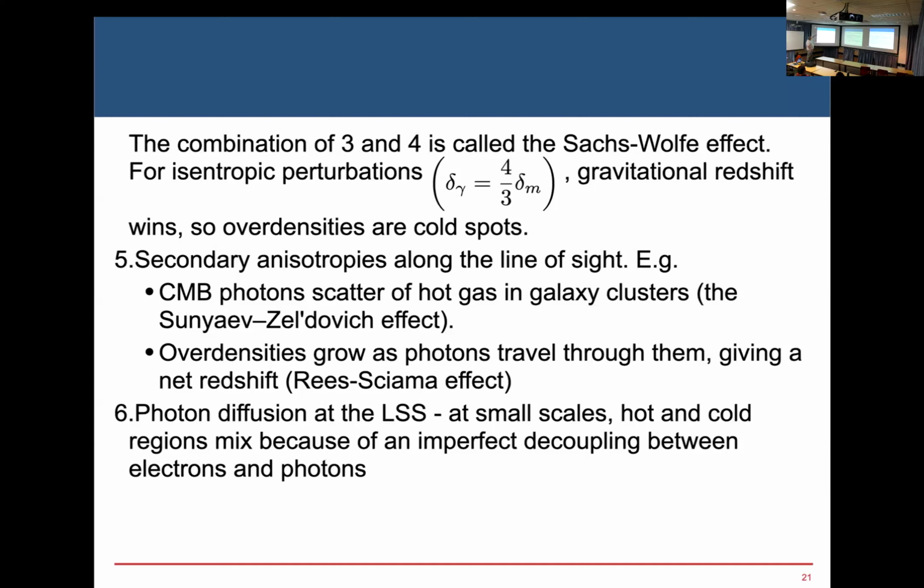Those two actually compete with each other for the perturbations, the overdensities we think there are in our universe. Gravitational redshift wins. So overdensities are cold spots. If I see a bit of the night sky in the cosmic microwave background which is a bit colder than average, those two effects tell me it's probably an overdensity, the light's redshifted.